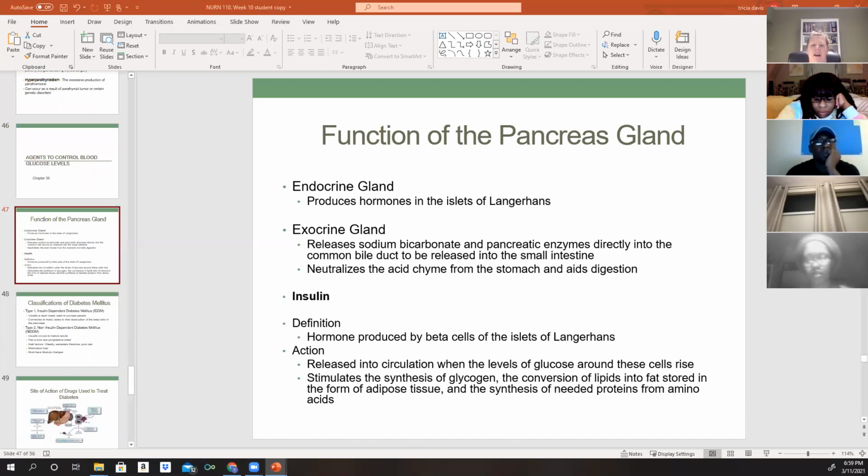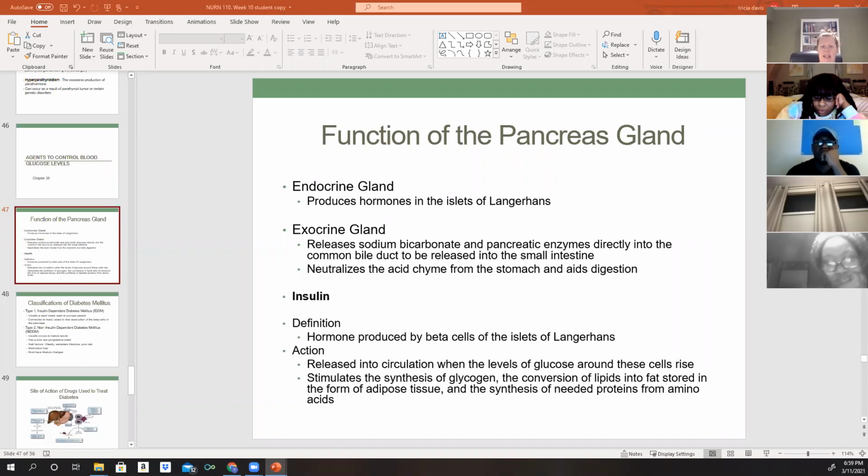So what is the function of our pancreas gland? We have the endocrine gland, which produces hormones in the islets of Langerhans, if you guys remember that from biology or anatomy and physiology. And then we have the exocrine gland, which releases sodium bicarbonate and certain pancreatic enzymes directly into the common bile duct that is then released into the small intestine. This helps neutralize the acid from the stomach, and it helps aid in digestion.